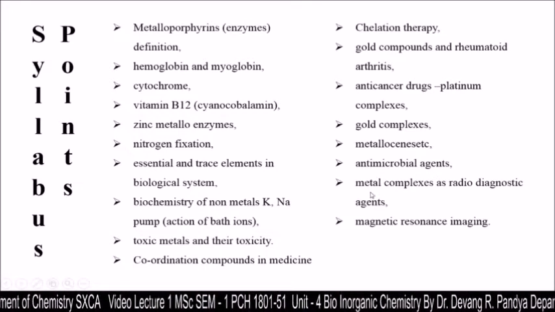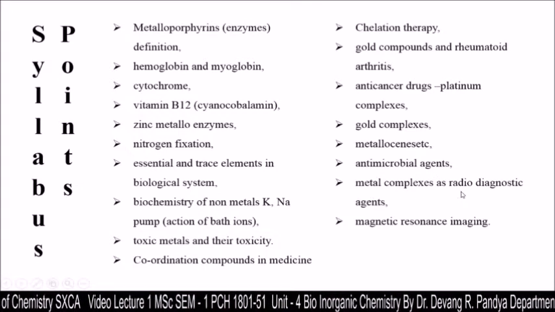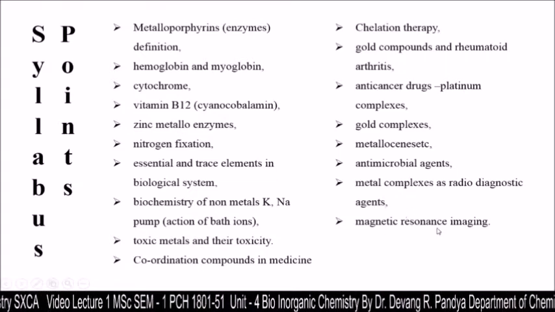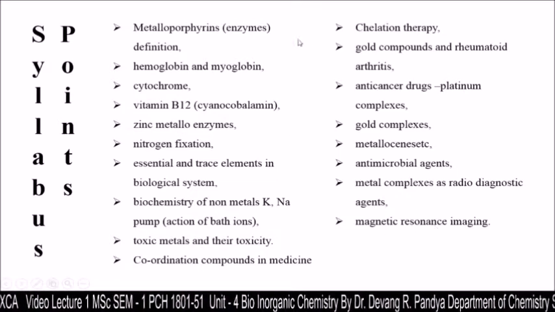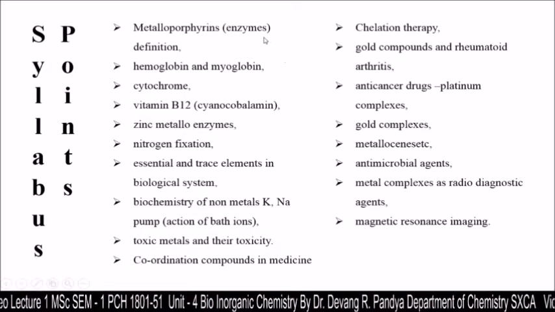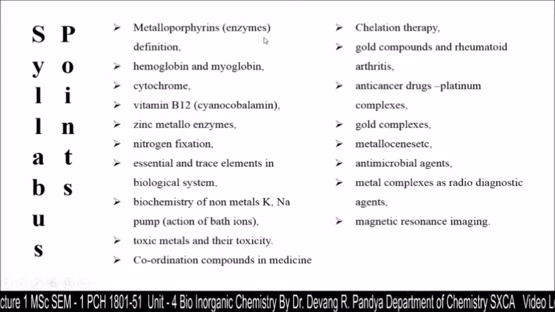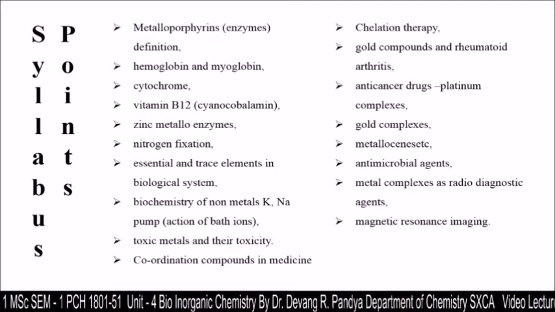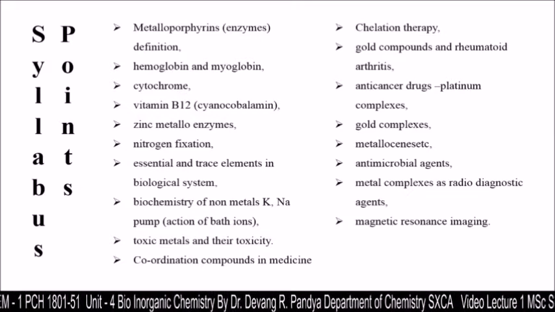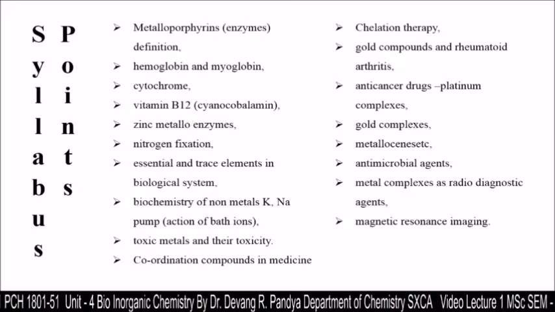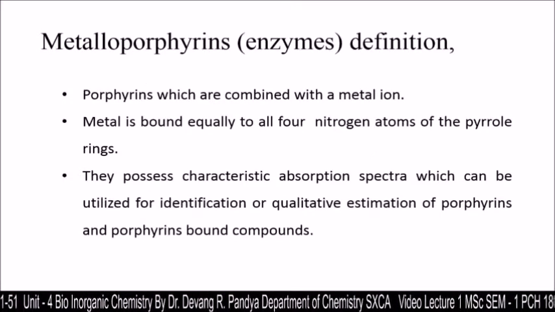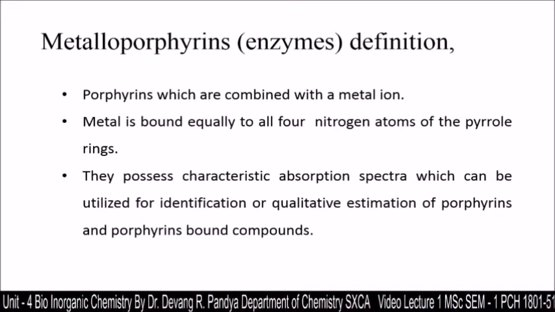anti-malarial agents, metal complexes as radiodiagnostic agents, and magnetic resonance imaging. So it is a very huge unit as far as the points are concerned, but it gives very important and crucial information regarding the biological action in our human and animal body. So let's begin with our first point, that is metalloporphyrin enzymes and their definition.